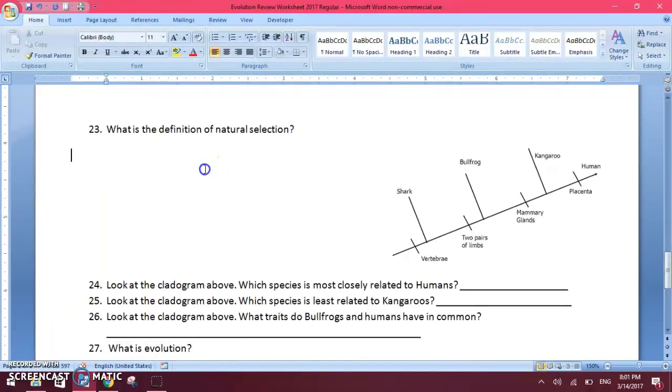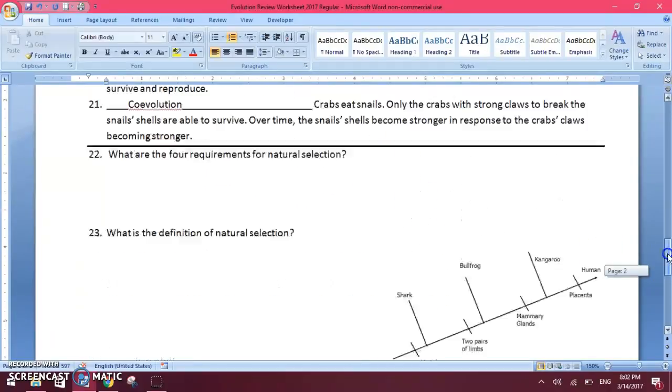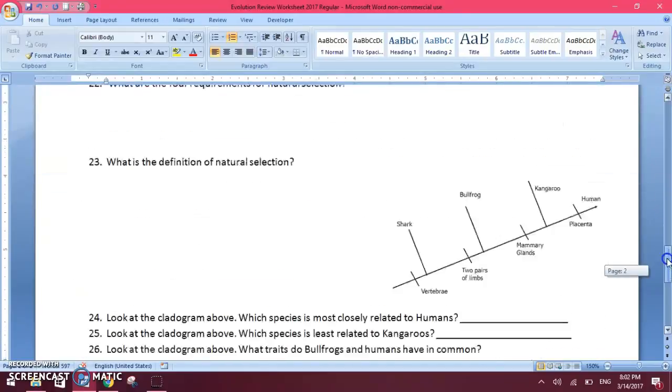All right, definition of natural selection. If you don't already have that, it is the idea that organisms that are best adapted to their environment survive and reproduce. I'm not going to wait for you guys to write that down. You can just go back up to the definition up top here.